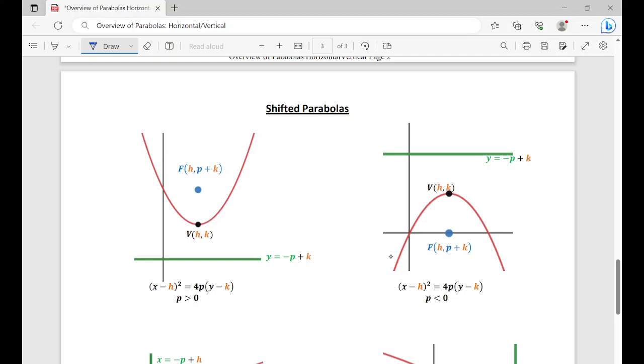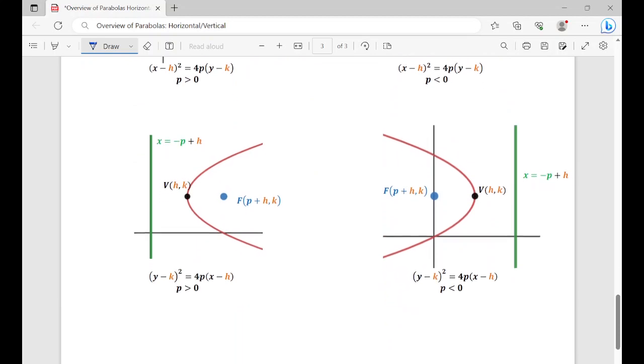Now if it's opened downward where p is less than 0, it's still the exact same thing. Just find your vertex, your h and k, that's where it's going to be, and then to find your focus and your directrix, you're just going to add h and k for the point on the focus, and then for the directrix you're just going to add k. Again, start where it would normally be at the origin, and then add your vertex points h and k as needed to find where it's been shifted to.